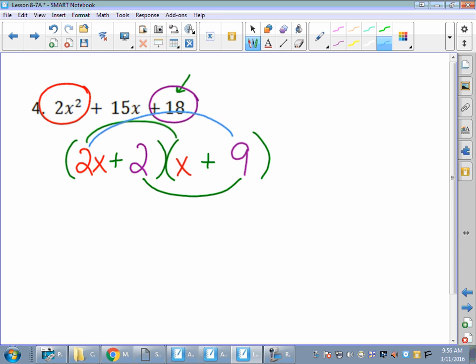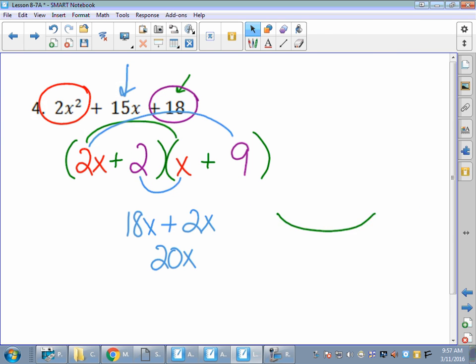2x times 9 is 18x. 2 times x is a positive 2x. Well, 18x plus 2x is 20x. And what are we looking for our middle term? 15, right? So that does not work. So 2 and 9 does not work.